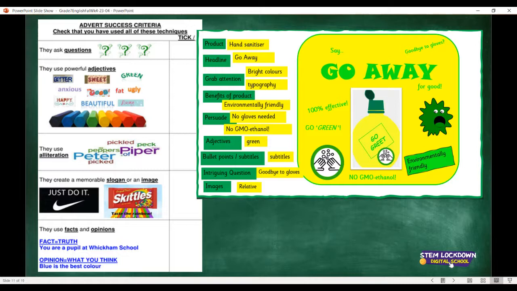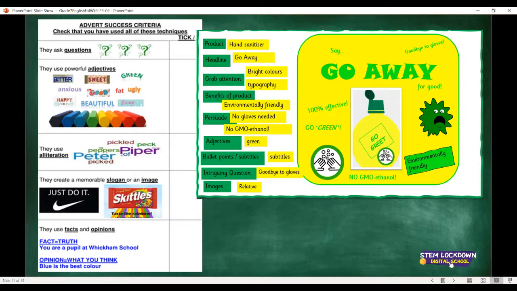Did I create a memorable slogan? So do you think my slogan, go green or go away, is memorable? Do you like my image? Does it bounce out? Does it attract attention? What are the facts? What is my opinion? So the facts are that yes, it's environmentally friendly. However, the opinion is that the germs, I say on the advert, go away for good. But that is actually just my opinion. One can never completely get rid of germs. Okay, so I use that as a form of advertising.